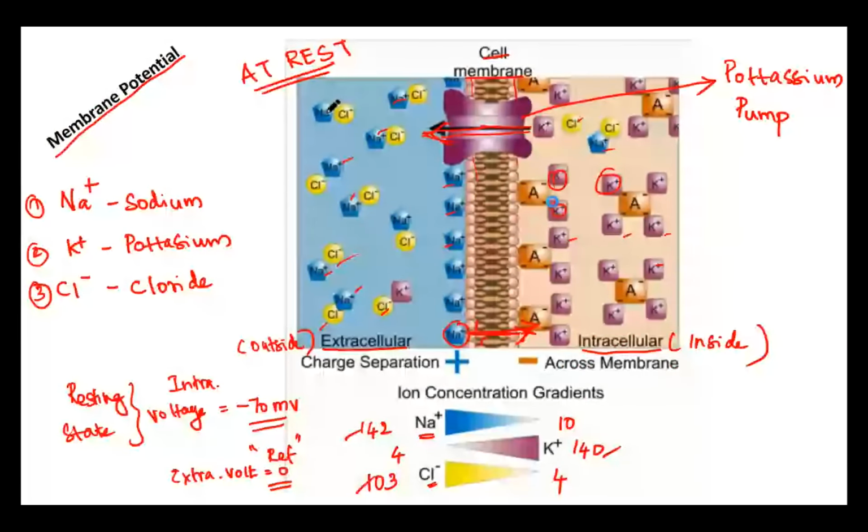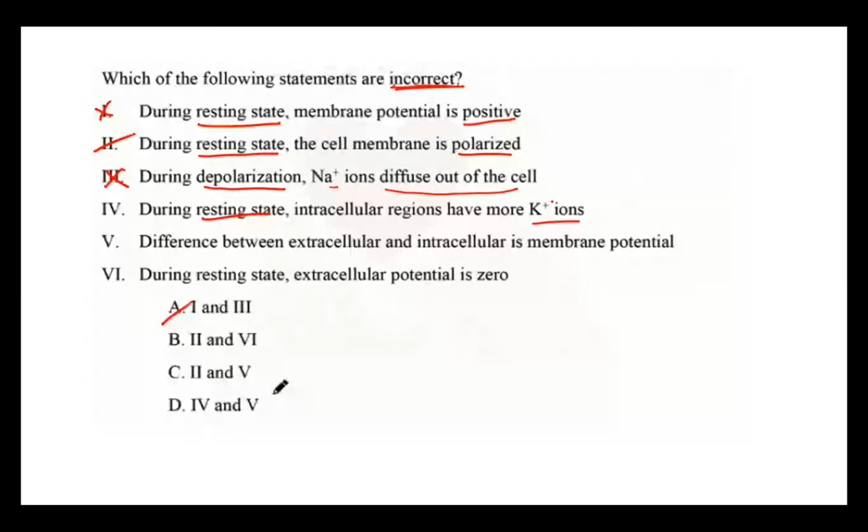So obviously, statement 4 is right. What is statement 5? The difference between extracellular and intracellular is called the membrane potential. Yes, this is the definition of membrane potential. But there was a small change here: whether intracellular comes first or extracellular comes first. The difference between intracellular and extracellular is called the membrane potential, intra minus extra, E in minus E out. So this is right. We'll leave that, but the definition is okay.